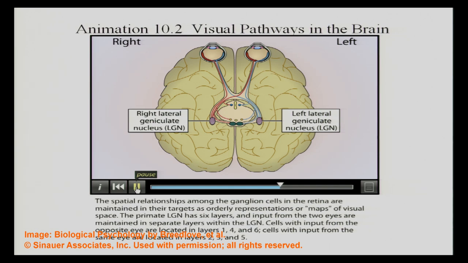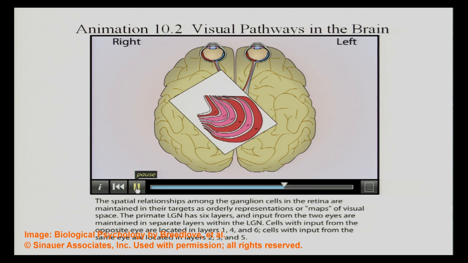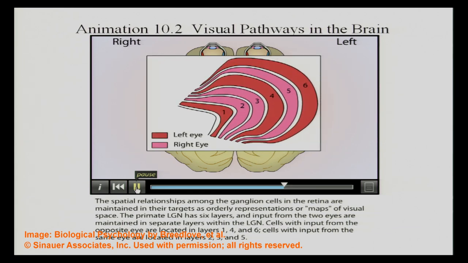The spatial relationships among the ganglion cells in the retina are maintained in their targets as orderly representations or maps of visual space. The primate lateral geniculate nucleus has six layers, and input from the two eyes is maintained in separate layers within the LGN. Cells with input from the opposite eye are located in layers 1, 4, and 6. Cells with input from the same eye are located in layers 2, 3, and 5.